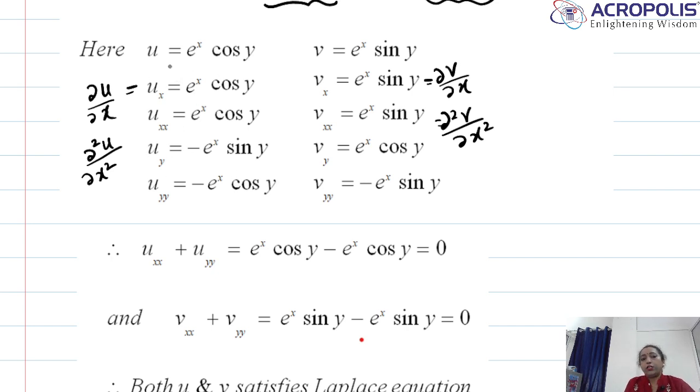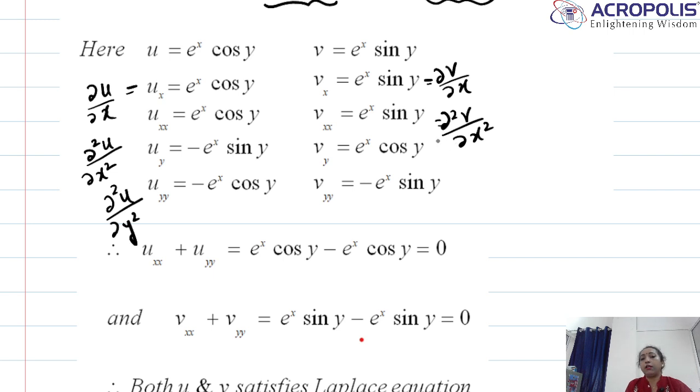Now we will differentiate u with respect to y as well. So the first derivative is minus e to the power x sin y, because here cos y will be differentiated with respect to y, so the derivative of cos will be minus sin. That's why it is written as minus e to the power x sin y. And if I am again differentiating this, I am getting del 2u by del y square, which is equal to minus e to the power x, and the derivative of sin is cos, so sin y will become cos y.